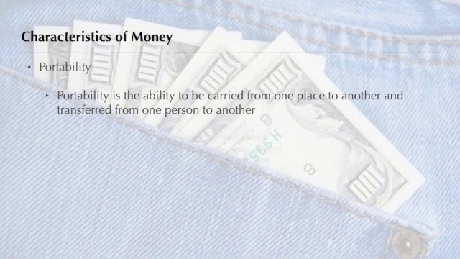Money's usefulness may depend on its portability, or ability to be carried from one place to another and transferred from one person to another. As a medium of exchange, money must be convenient for people to use. Large stones, such as those used for money on the island of Yap in the South Pacific, would be difficult to use in a large region because of the problems of moving them. U.S. paper money, on the other hand, is small and lightweight, making it portable.